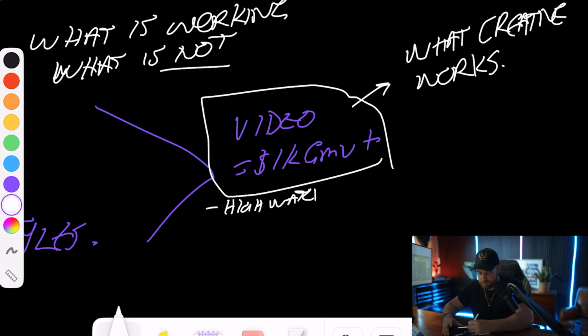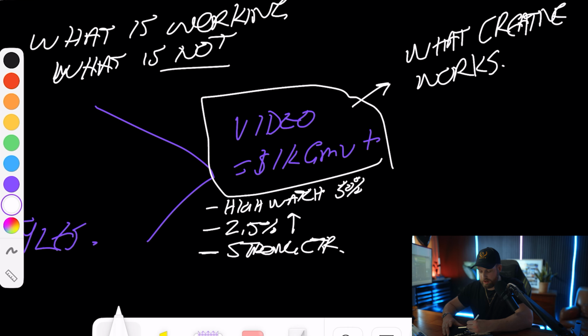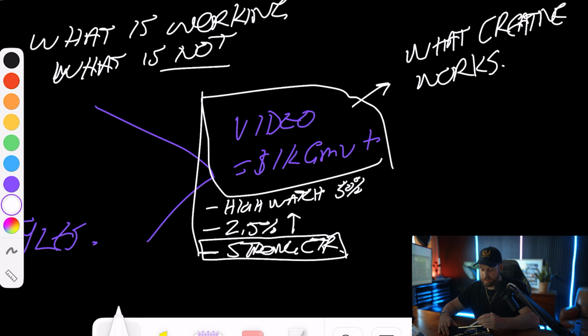Another indicator here as well is you can look for secondary metrics like high watch time. So this might be 50% plus. This might be a conversion rate of 2.5% or above, right? Another metric that we look for is a strong CTR. It's not outbound because it's on TikTok; I'm thinking about Meta ads, Google ads. Strong CTR as well, getting the creator to actually cause someone to take action. And this is really important. We need to track what creators are generating GMV.